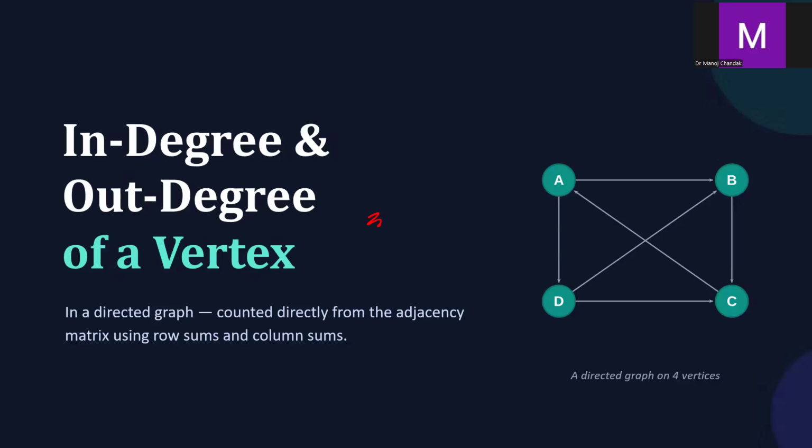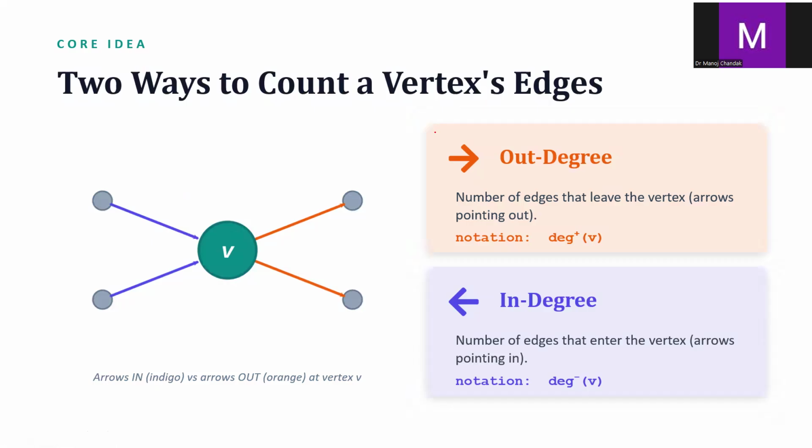Hello everyone. In this video, I will explain the concept of in degree and out degree of a vertex in a graph. Given a graph in the form of a directed graph, there are two types of edges in that graph. One edge is coming to the vertex, and one edge is going out of the vertex.